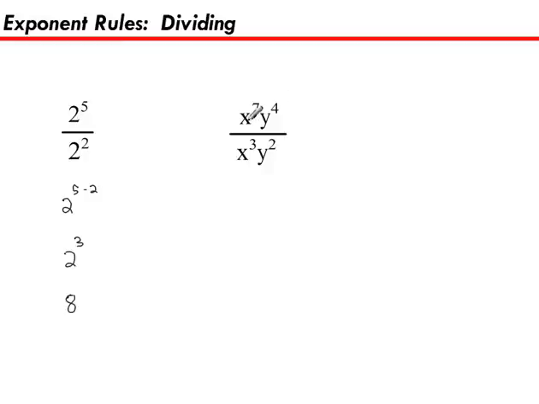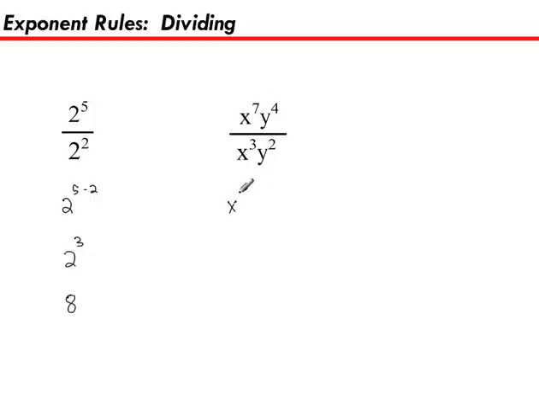Now, while I can't put the top together using a multiplication rule because x does not match y, these two symbols are not the same, if I look downwards, I do have matching symbols. I have an x to the 7, and it's divided by x to the 3. So I can simplify that.